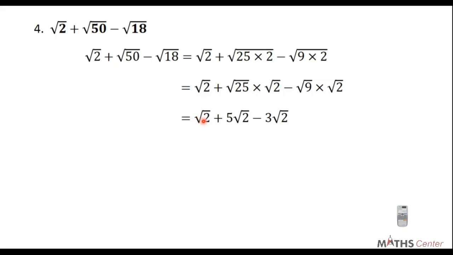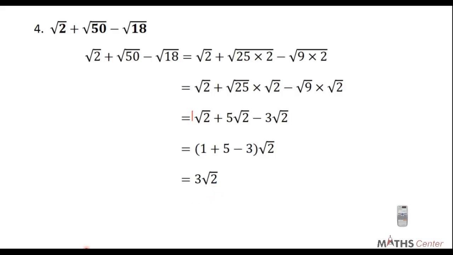Don't forget that this number here, square root of 2, has no number in front of it, which means that the number there is 1. So this one is the same as 1 root 2. 1 root 2 is the same as root 2. So the next step is going to be 1 plus 5 minus 3, then square root of 2. Since all the numbers under the square root sign are the same, you can add and subtract. So you're going to have 1 plus 5 minus 3, then square root of 2. 1 plus 5 will give us 6. 6 minus 3 will give us 3. So we have 3 root 2, as we can see from here.